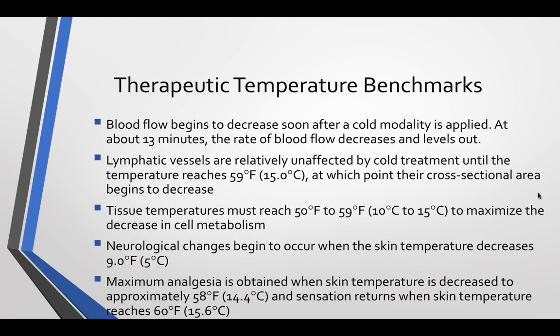Tissue temperatures have to reach somewhere between 50 and 59 degrees to maximize that decrease in cell metabolism. So again, our immediate care is going to be really important there. And then neurological changes begin to occur when the skin temperature decreases about 9 degrees Fahrenheit. That's when we're going to start to see the pain changes and the changes in the velocity of the nerve fibers. Maximum analgesia is obtained when the skin temperature is decreased to approximately 58 degrees Fahrenheit. So we'll get maximum pain relief around there. And then sensation will start to return when the temp gets to about 60.